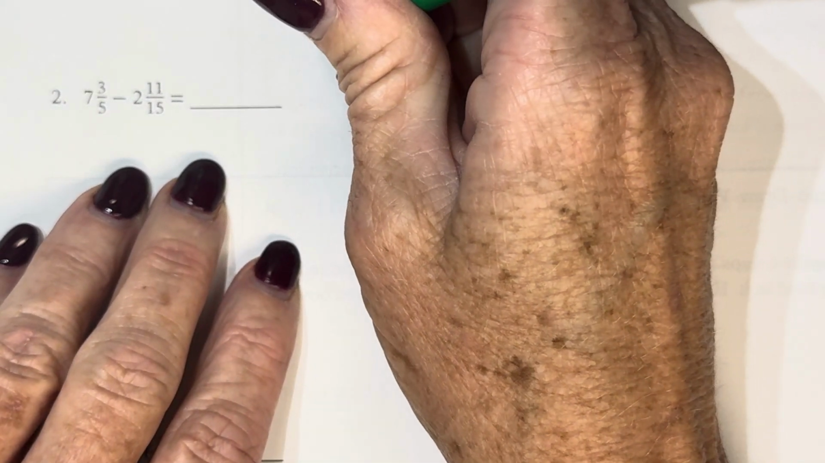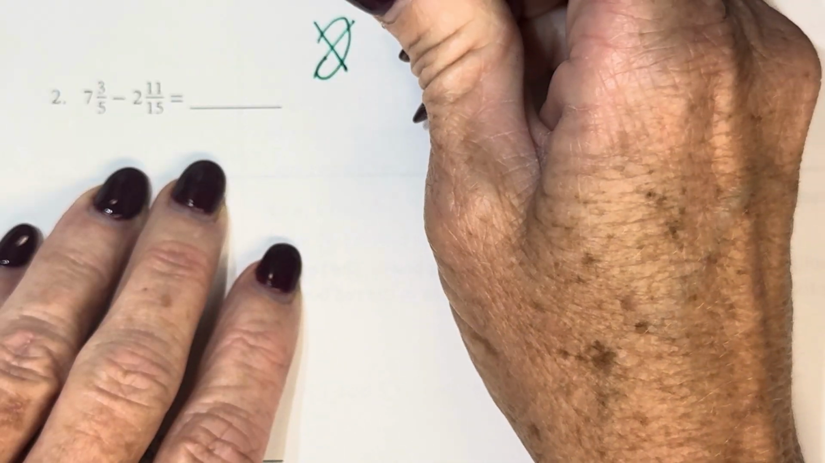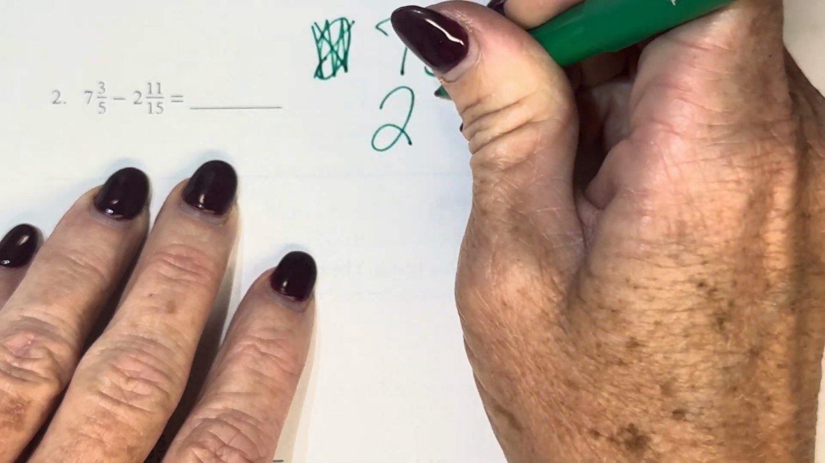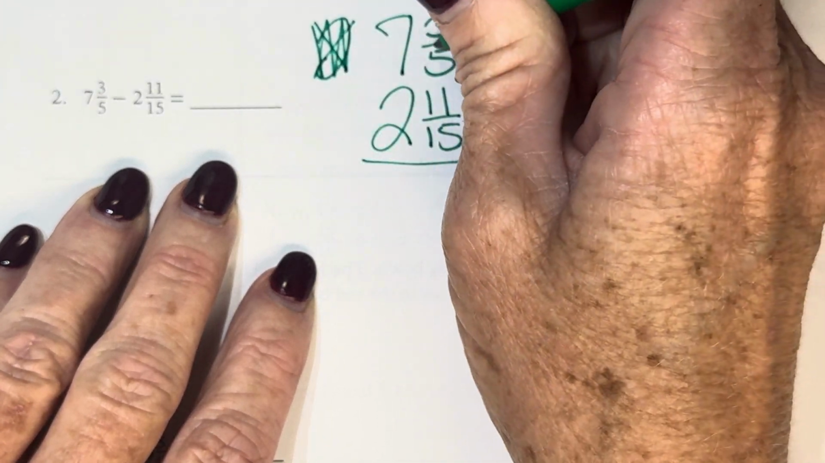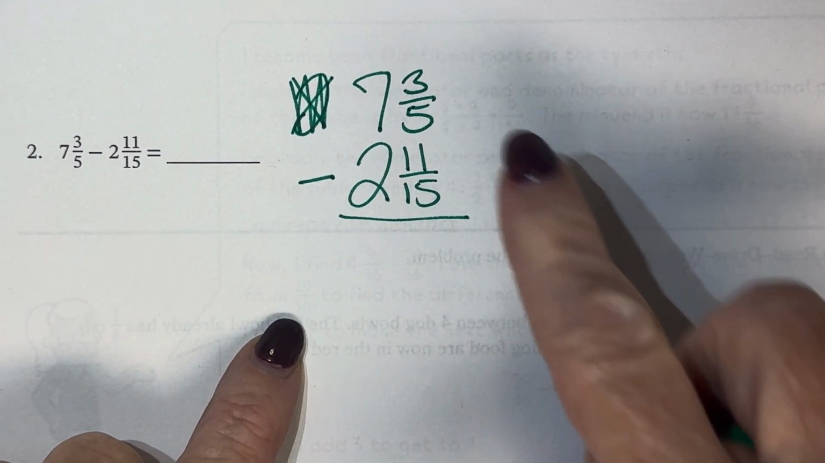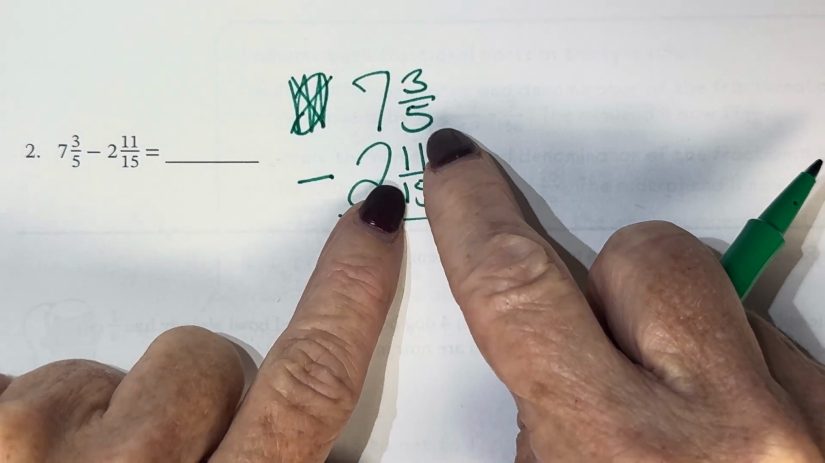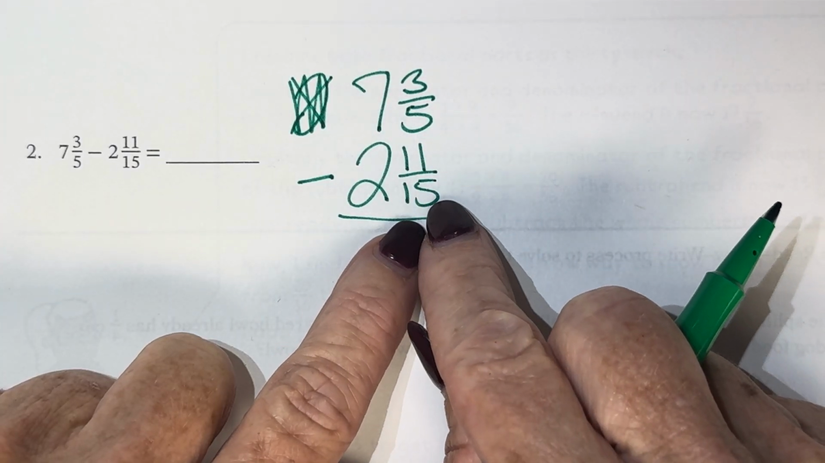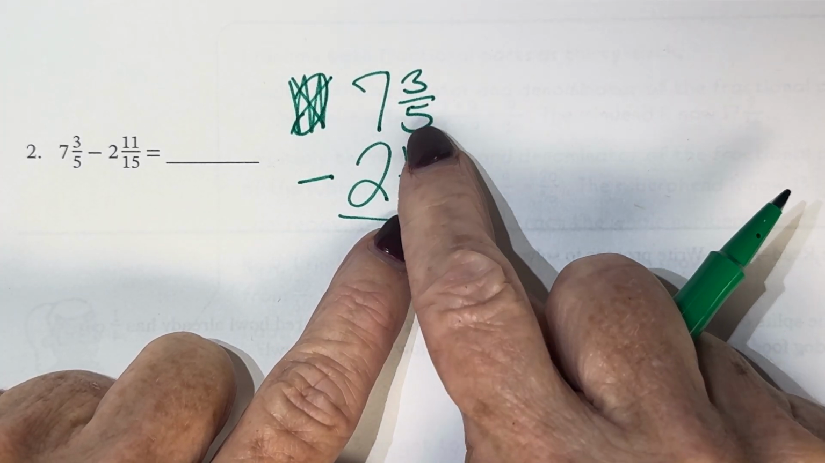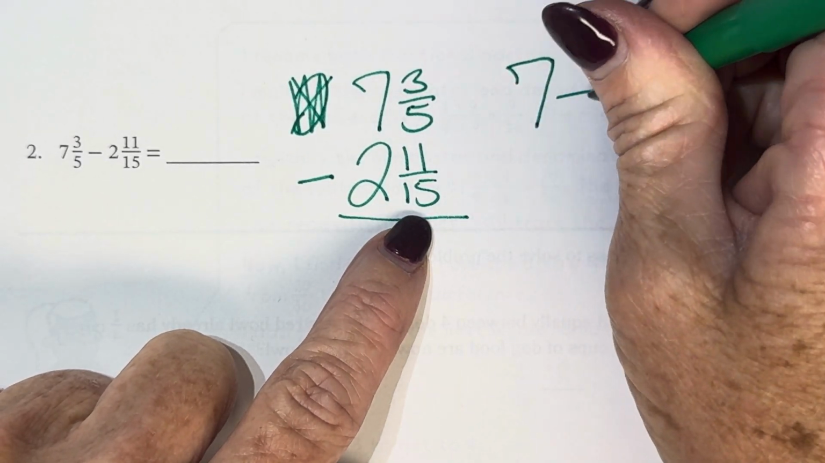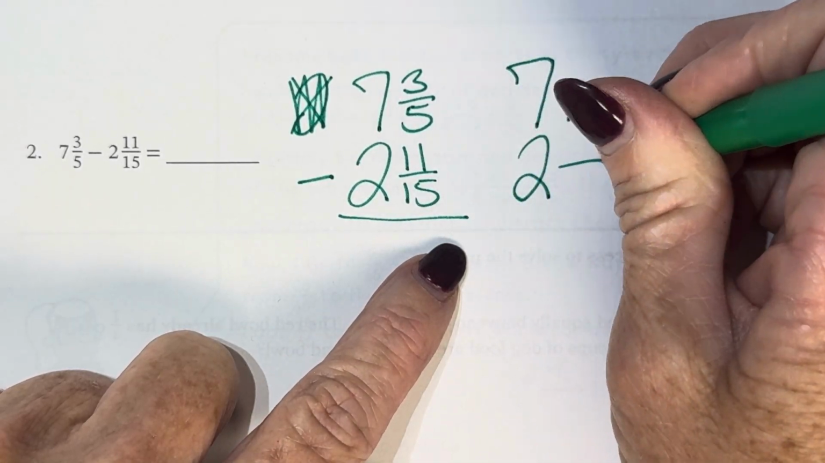Okay, let's look at number 2. Number 2, I'm going to do step 1. Oops, I'm making a lot of mistakes today. 7 and 3/5, sorry. Take away 2 and 11/15. Okay, so step 1. Step 2 is what could be my common denominator? And again, a lot of times the smaller one also has the larger one as a multiple. So 15 is a multiple of 15, and 15 is also a multiple of 5. So I'm going to use the larger one. And a lot of times that will be the case.